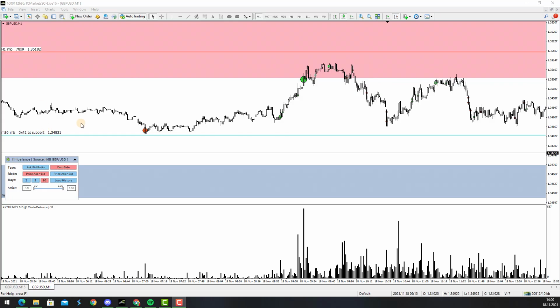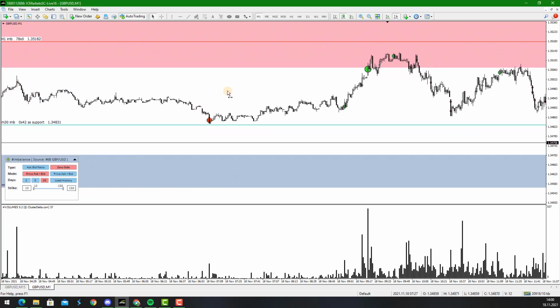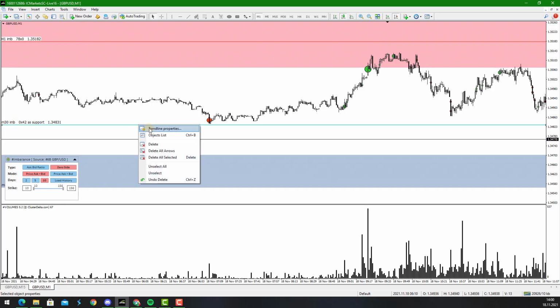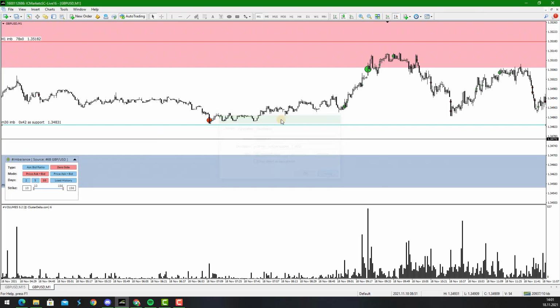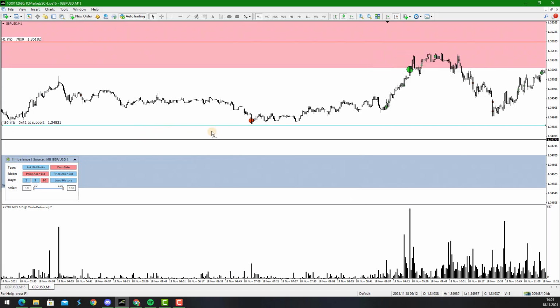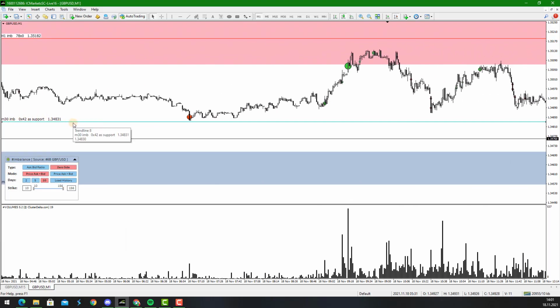At first I want to talk about my levels, because already three of you asked me how I am doing these markups. When I am drawing a line or level, I write the description manually, and then in properties I just click show object descriptions. This is very useful because when I'm moving my chart, I always see what the level is and what I can expect.